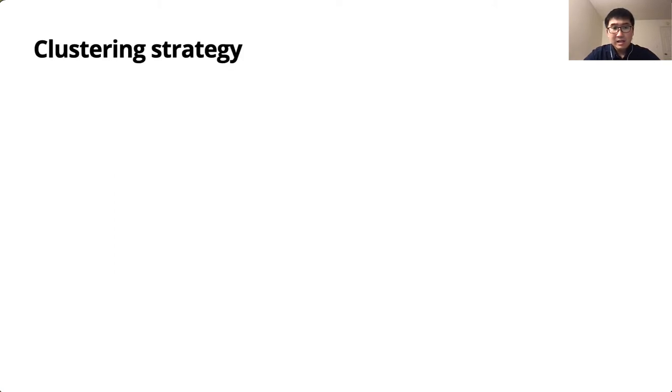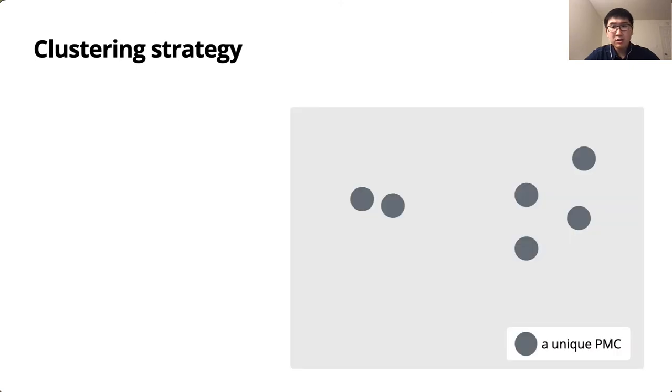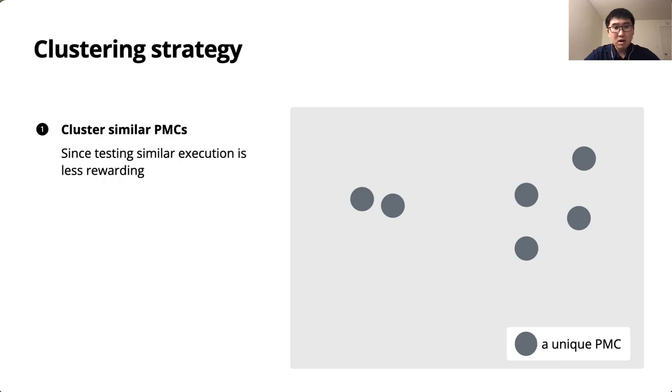To do this, Snowboard uses a novel technique called clustering strategy. Now imagine each dot on the right side is a unique PMC. Snowboard first clusters similar PMCs, for example, PMCs that involve the same instructions. The intuition behind this is that similar PMCs may trigger the same kernel behavior, for instance, the same concurrency bug. So testing all of them is less rewarding than testing another distinct PMC.